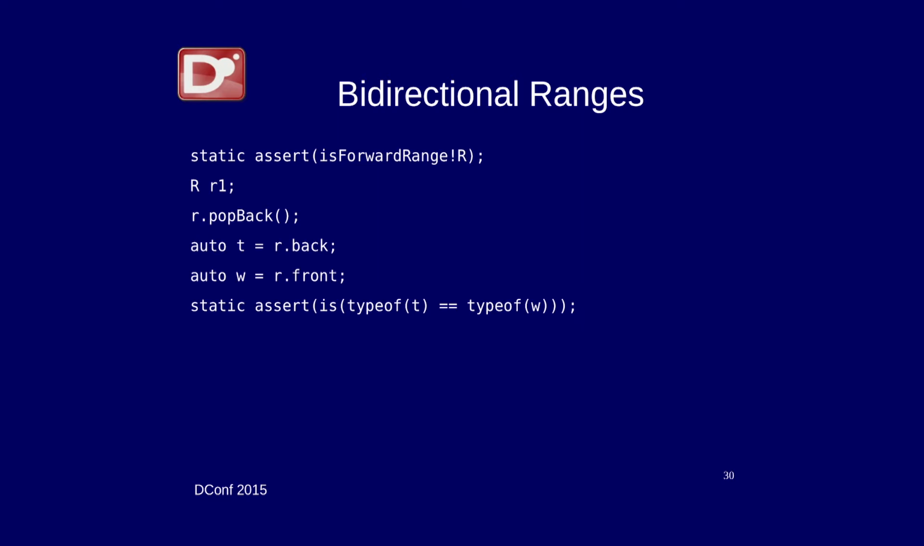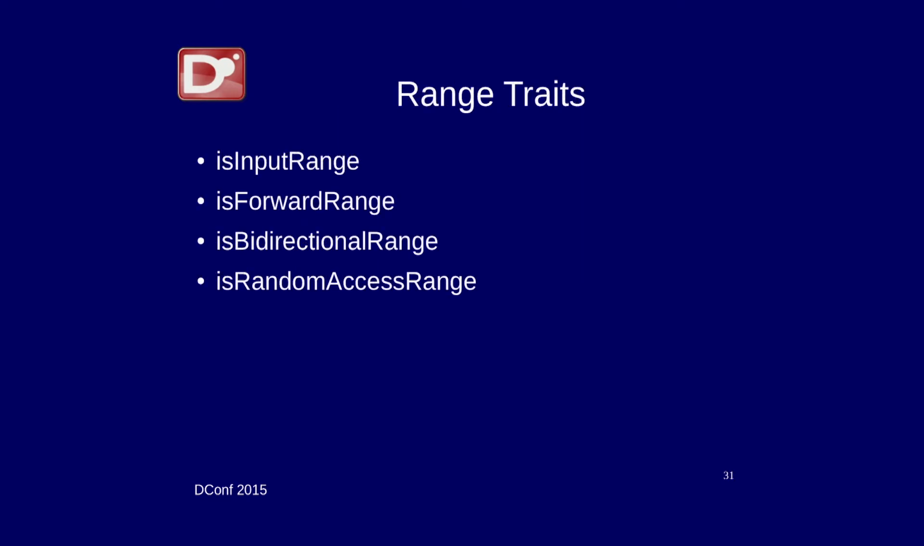Which means, for instance, it's not going to be infinite. But an array is a bidirectional range, so it's able to pop stuff off the back as well as the front. And there are algorithms for which this is required. But as I was saying, we have different template traits for testing each of these various types.